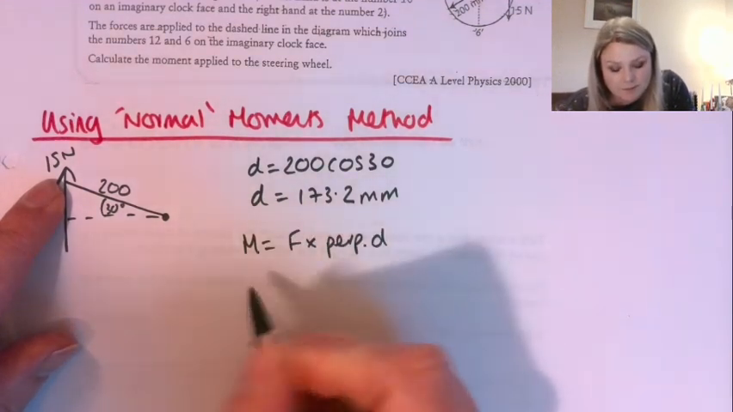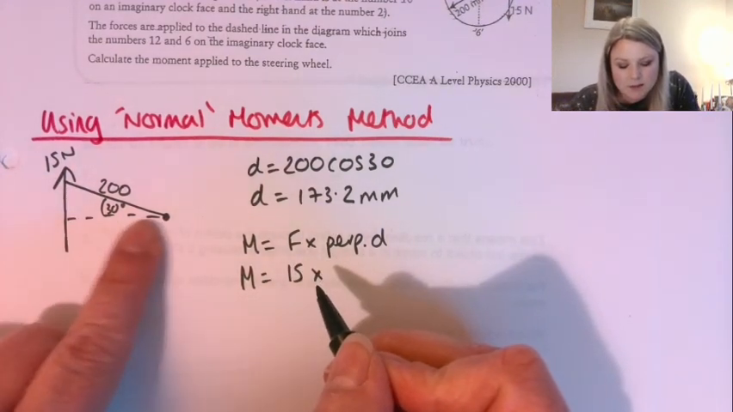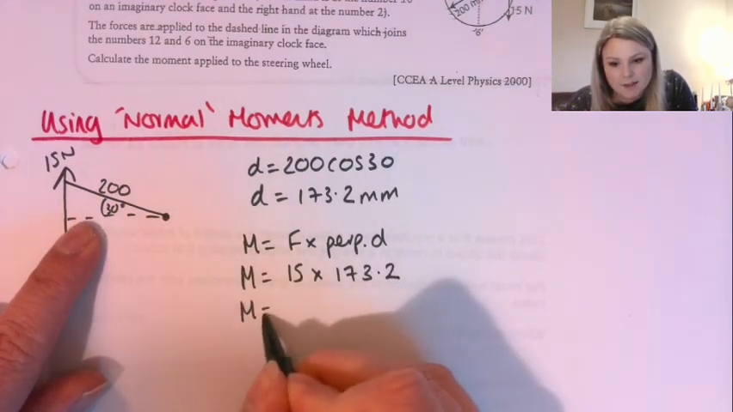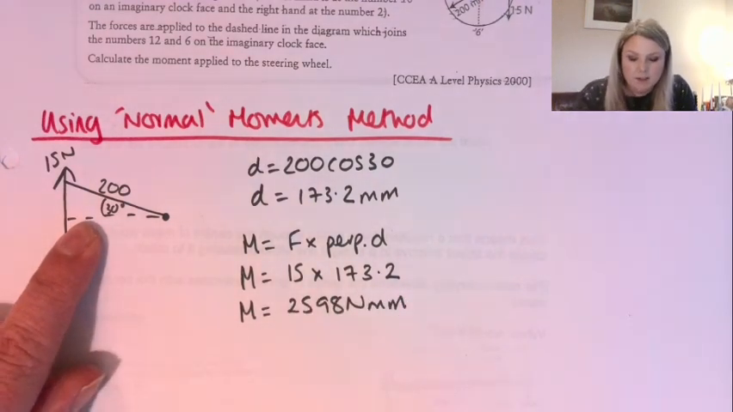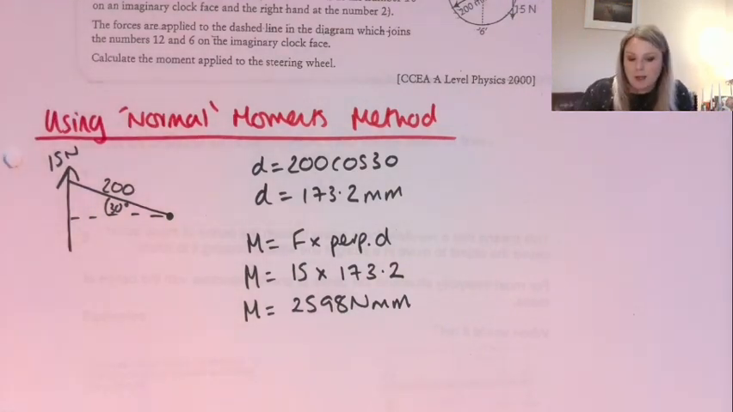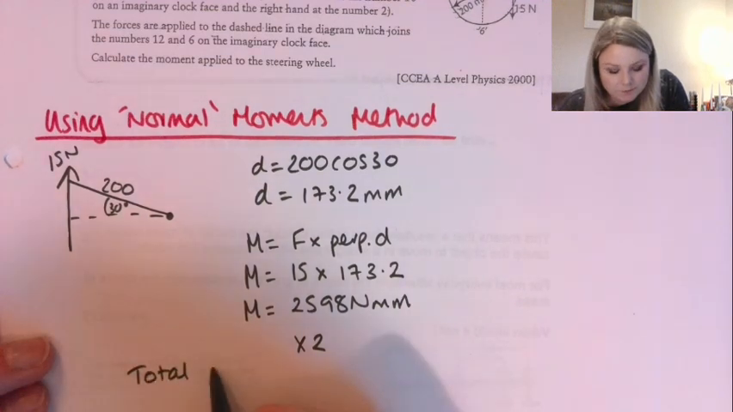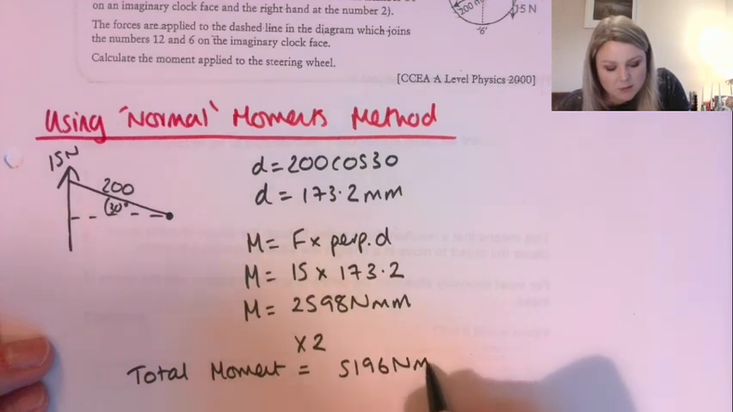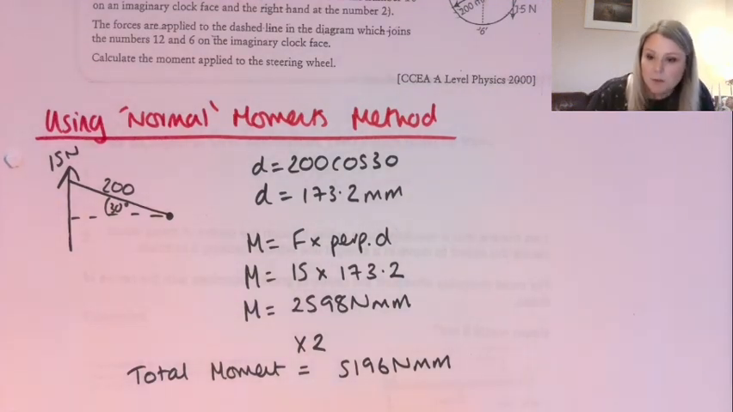Then if I'm calculating the moment produced by this 15 newton force, moment is force multiplied by the perpendicular distance. The force is 15 and the perpendicular distance, this one here, is the 173.2. So that gets, what does that get me? 2598 newton millimeters. Okay, but that's only one of them. You've got two of them happening, so we need to multiply that by 2. So our total moment is 5196 newton millimeters.